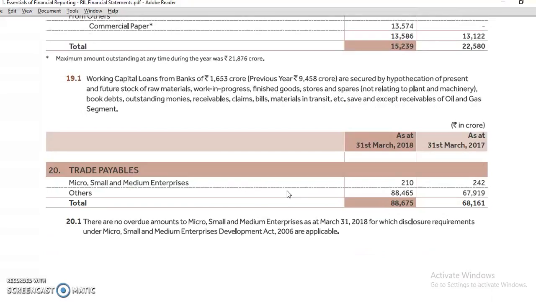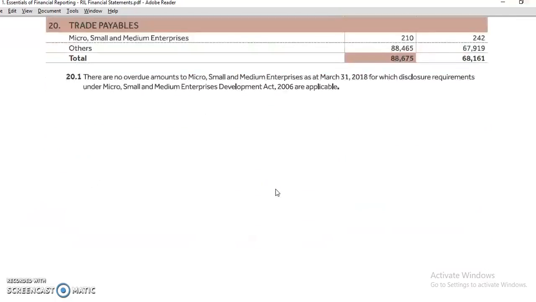Another part of the current liabilities is trade payables. The company owes a lot of money, $88,000, to its suppliers. The Companies Act, or the Micro, Small and Medium Enterprises Act in India, requires companies to disclose separately how much they owe to micro, small and medium enterprises, to make sure they are not manipulating or holding a lot of money from those small companies. Otherwise their credit is tied up and they are not able to grow their businesses.